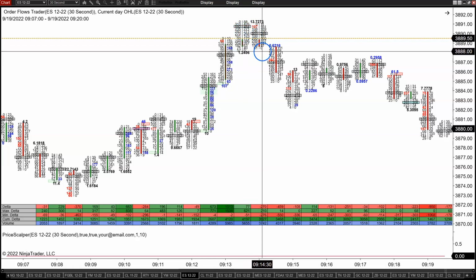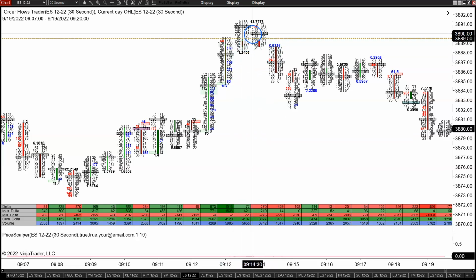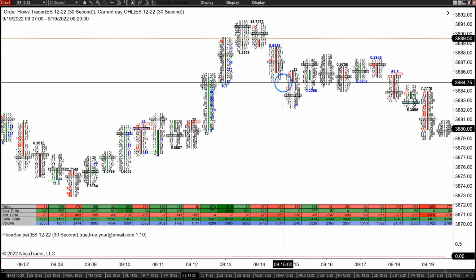To me, that's a sign of weakness, right? And how you want to be trading it is you're going to trade in the direction, I hate to say trade in the direction of weakness, but it's weakness in the market going up, strength in the market going down. Think of it that way.